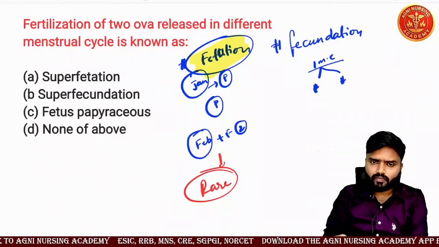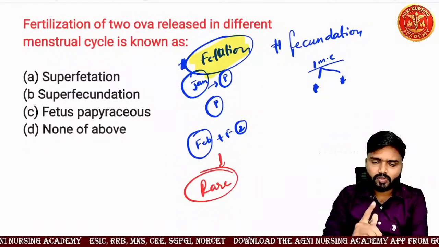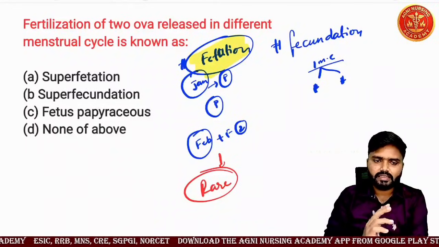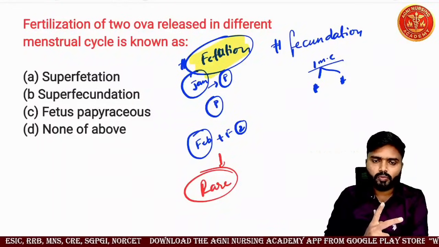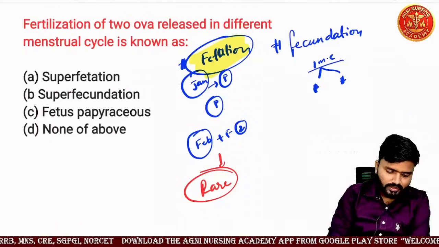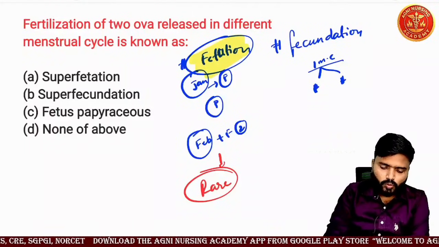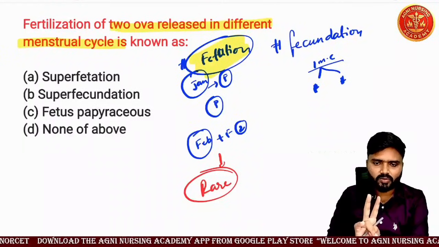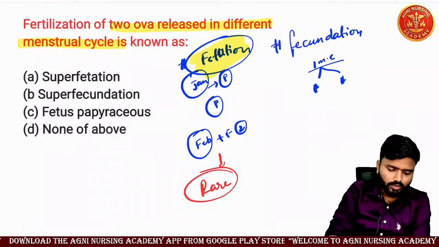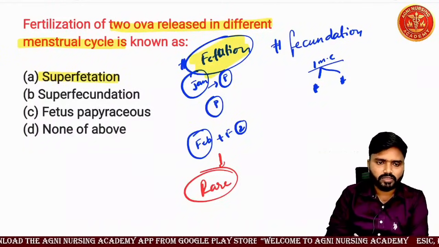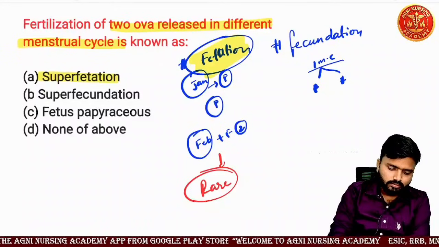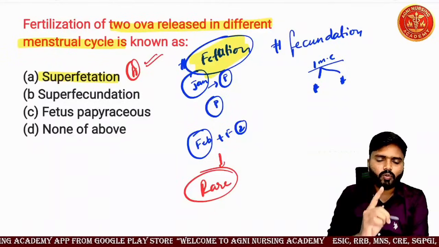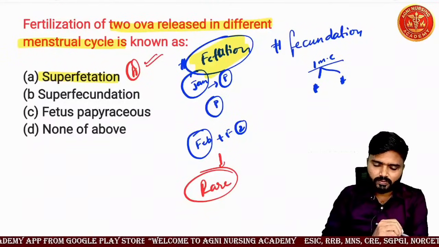In superfecundation, it is only one menstrual cycle. But superfetation involves two menstrual cycles. You can see here: fertilization of two ova released in different menstrual cycles means superfetation. Understood? So option A is the correct answer for this question. Option B, superfecundation, means only one menstrual cycle. Understood? Yes, sir.